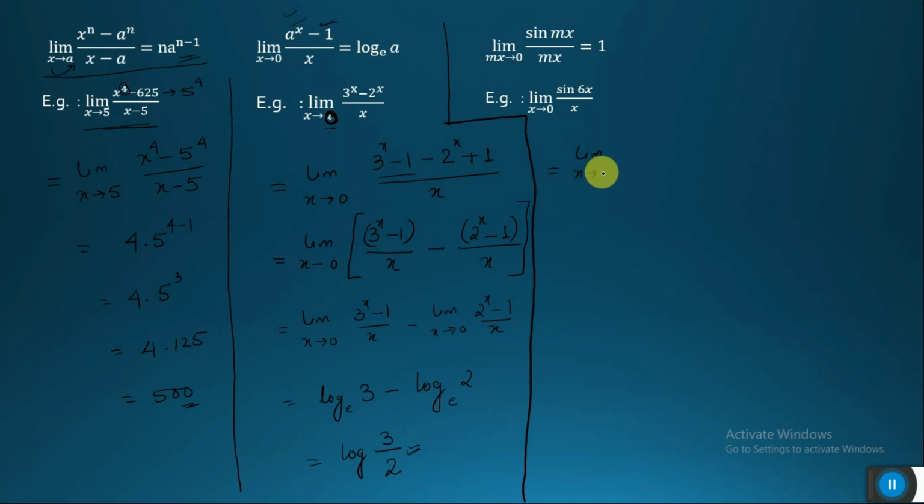Limit x tending to 0 sine 6x by x. So can I directly write this one as 1? I think I cannot write, because for me to write 1 here, this x should be here in place of this, but it's not satisfying. Here it is 6x, here it is x. Okay, so what should I do? Let's see.